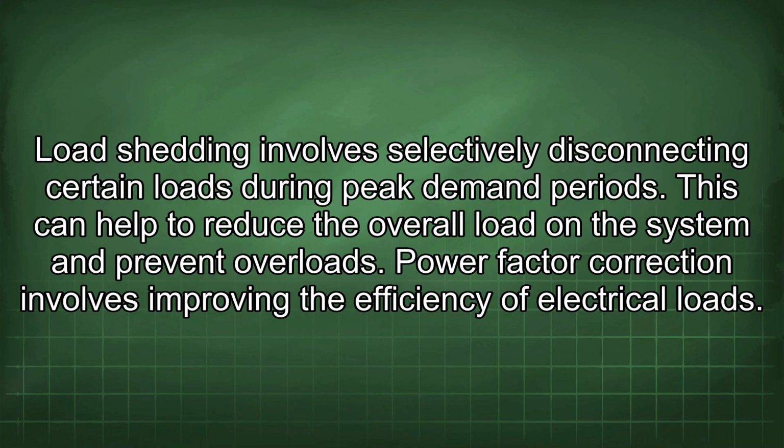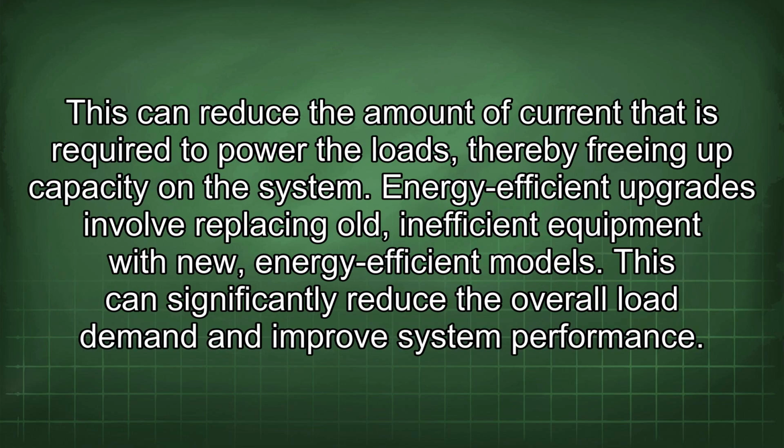Power factor correction involves improving the efficiency of electrical loads. This can reduce the amount of current that is required to power the loads, thereby freeing up capacity on the system. Energy-efficient upgrades involve replacing old, inefficient equipment with new, energy-efficient models. This can significantly reduce the overall load demand and improve system performance.